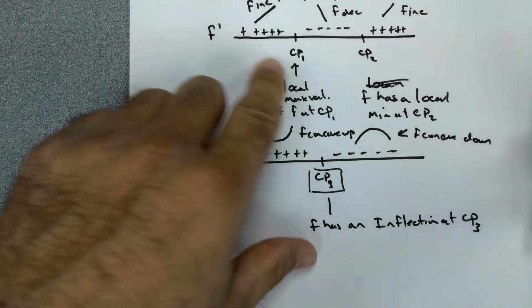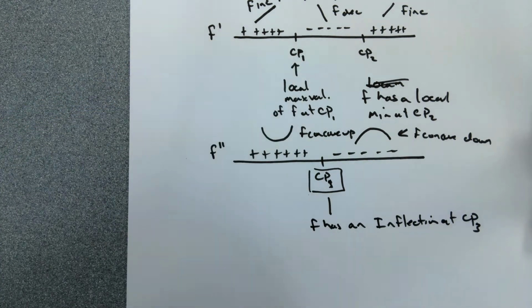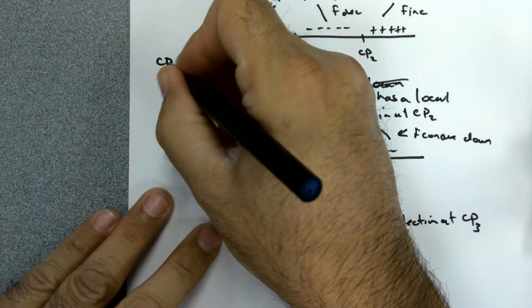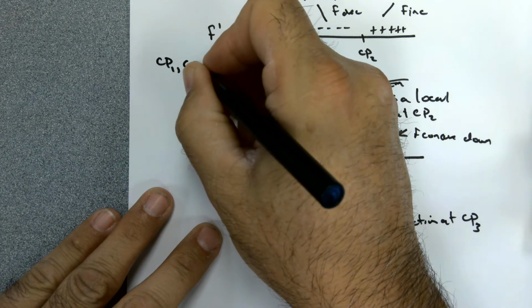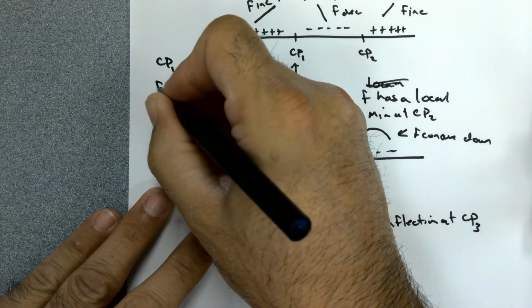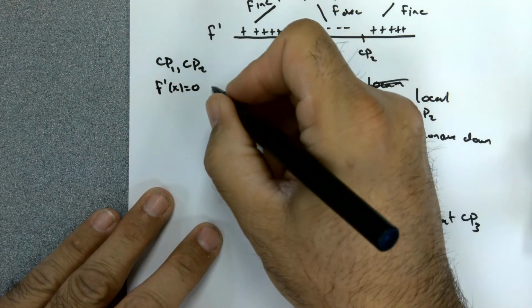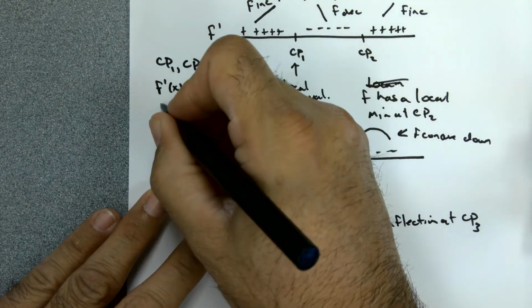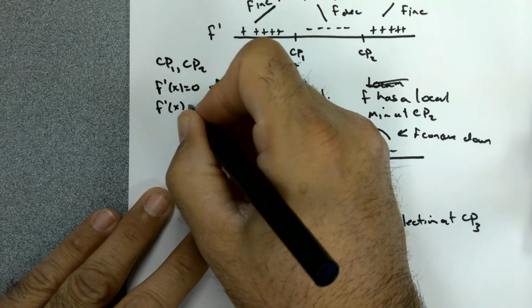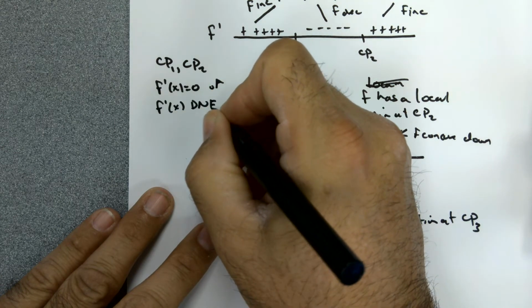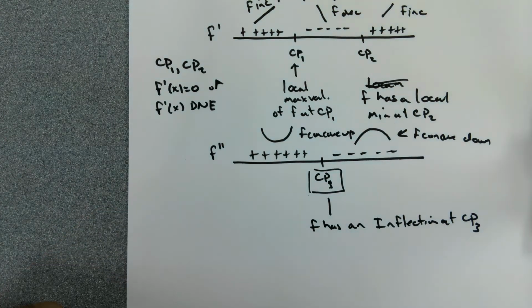Finding these critical points, and let me go ahead and define what these are. This critical point 1 here and critical point 2 is where f prime of x is equal to 0 or f prime of x does not exist. That's going to get us our critical points.